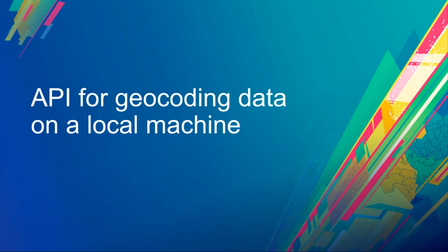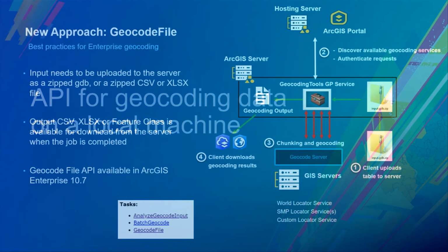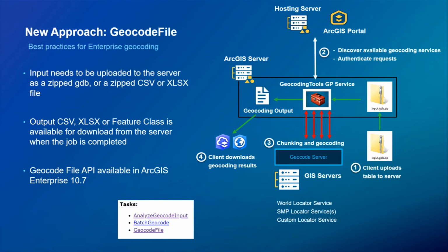So this was sort of a portal workflow. So all those inputs lived on the portal, and all the outputs got outputted to the portal. So now let's talk a little bit about an API that leverages this backend architecture for geocoding data on your local machine. So at 10.7, we introduced the GeocodeFile API. The GeocodeFile API is a REST endpoint that demands an input of a zipped file on the server and outputs the zipped file, makes the output available for the client to download.